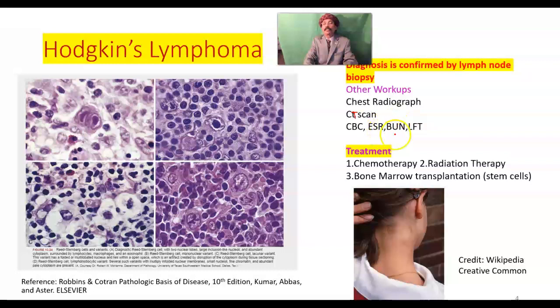CBC, ESR, erythrocyte sedimentation rate, BUN, blood urea nitrogen, and liver function test. This should be done. Liver may be involved, spleen may be involved, bone marrow may be involved in case of Hodgkin's lymphoma, not only the lymph nodes.